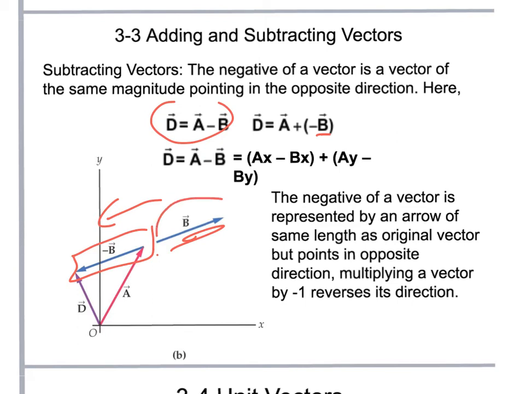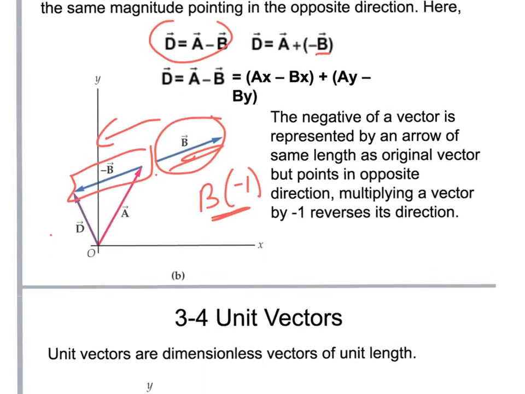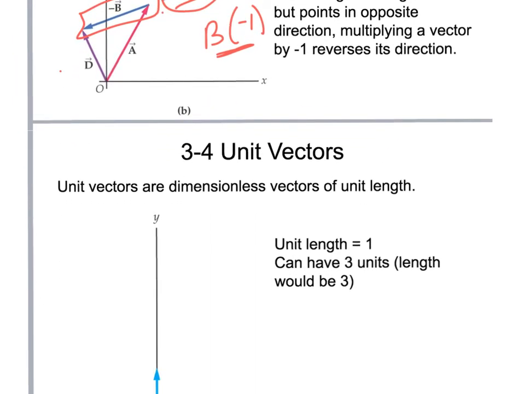So it's like taking this vector here, b, and multiplying it by a -1. When you multiply 9 times 1, you still get 9, or 9 times -1 gives you a -9. It's the same thing here. Our positive b times a -1 gives us a negative b. And because we're talking about vectors, we're reversing the direction of that vector.